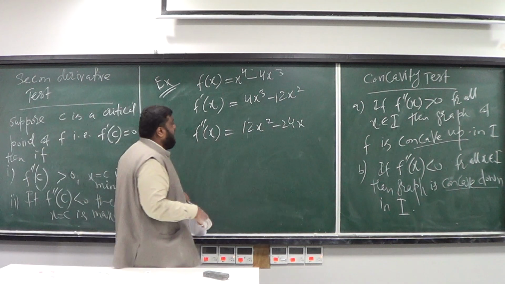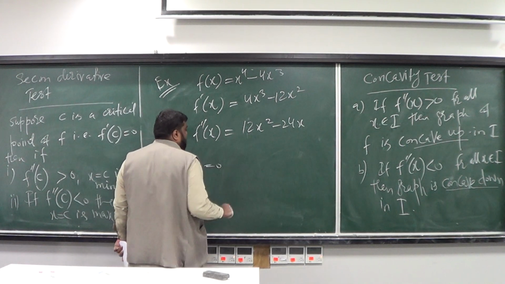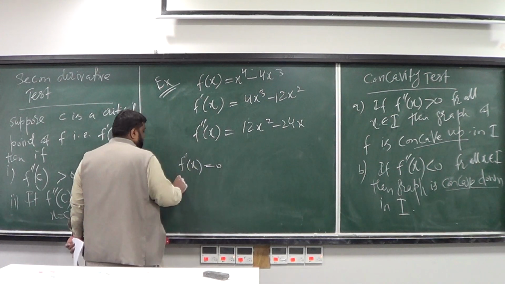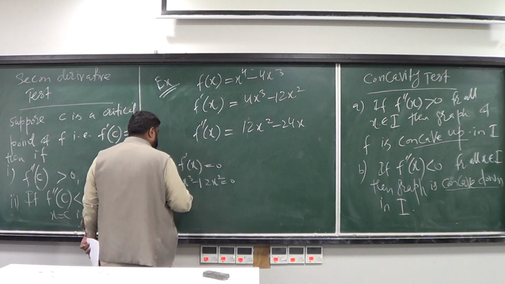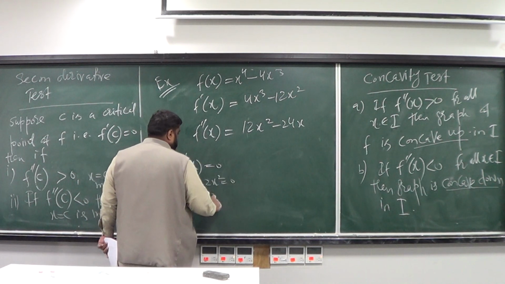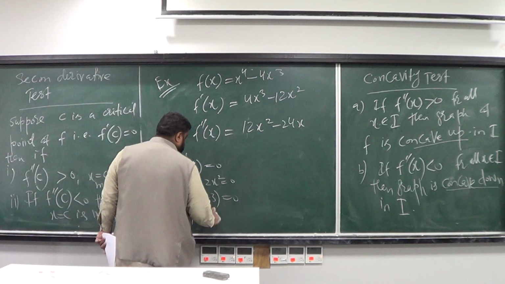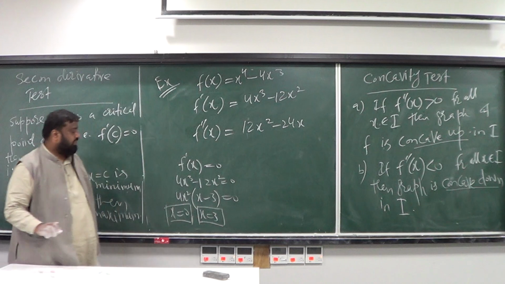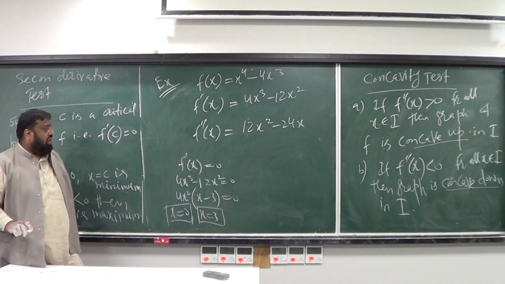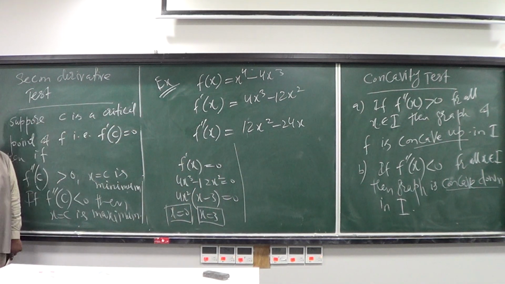Now how to find the critical points? To find the critical points, we'll take f prime of x, equate it to 0 and solve the equation. So when you have 4x cubed minus 12x squared equal to 0, we take 4x squared outside, and I have x minus 3 equal to 0. So this means that x equal to 0 and x equal to 3 are the critical points. Okay? Now, out of these critical points, which critical point is maximum and which is minimum?